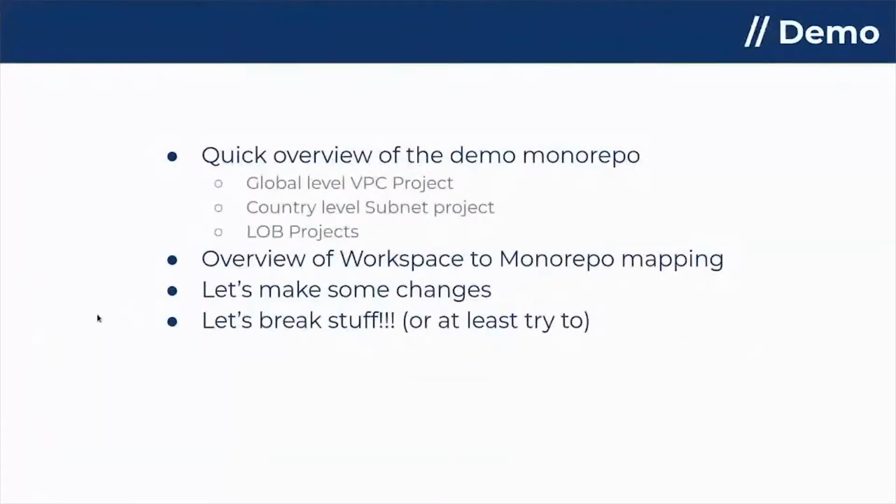Okay, so for the demo, I'm going to start by just walking through the structure of my demo repo. It's a publicly available one. We can probably make the link available after if you want to see how I strung things together. I structured it in a way that there's a global level, a country level, and then line of business level projects that get mapped to Terraform Cloud. I'll do an overview of how we set up the workspaces and how that maps back to that monorepo. Then we'll make some changes and watch that flow from a development environment to a production environment. And then we'll try to break some stuff and see what happens and see what gets reported back in Terraform Cloud and how to manage that.